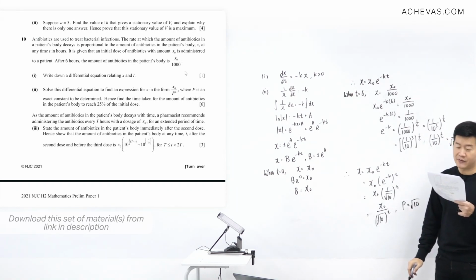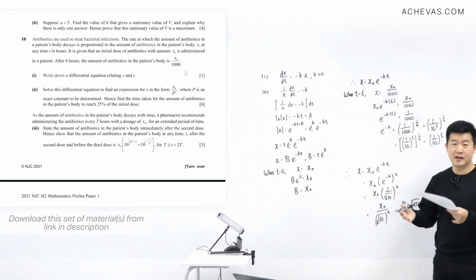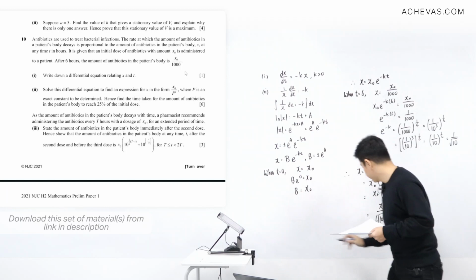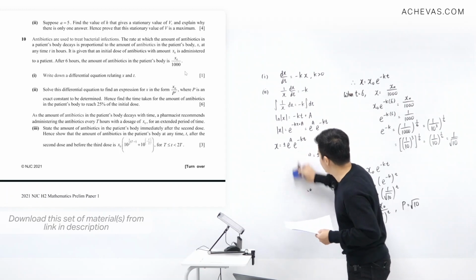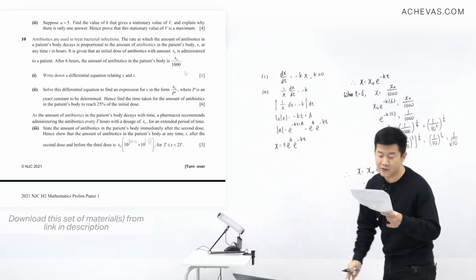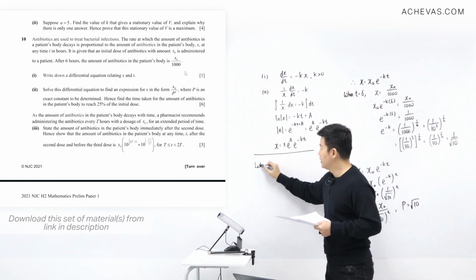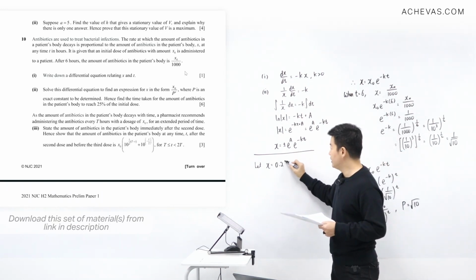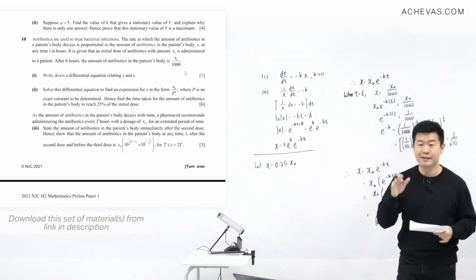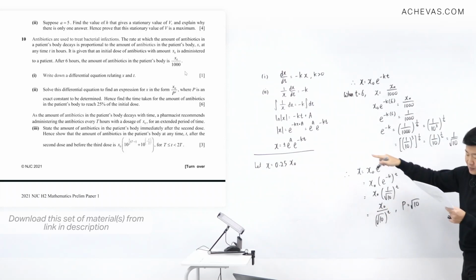We want to hence find the time taken for the amount of antibiotics in the patient's body, which means that we want to find the time when x is going to reach 25% of the initial dose. So with this, let me just continue here. We are going to be looking at when x is 25% of the initial dose. So we are going to let the amount of antibiotics in the body be 25% of the initial dose, according to the question, which is x naught. So I'm going to just let this be equal to that, and I'm going to try to solve for t.